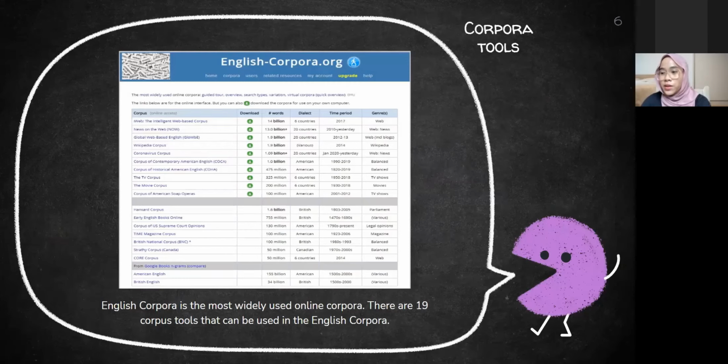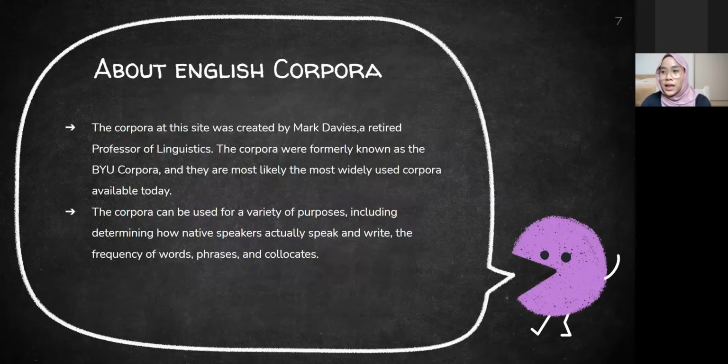So this is the corpora tool, the English Corpora. English Corpora is the most widely used online corpora. There are 19 corpus tools that can be used in the English Corpora. A little bit about the English Corpora. The corpora was created by Mark Davies, a retired professor of linguistics. The corpora were formerly known as the BYU corpora, and they are most likely the most widely used corpora available today. The corpora can be used for a variety of purposes, including determining how native speakers usually speak and write, and the frequency of words, phrases, and collocates.